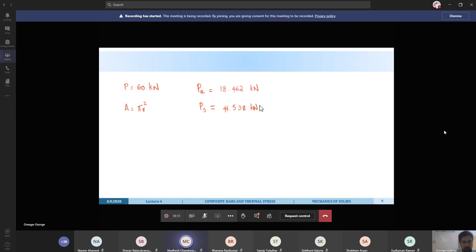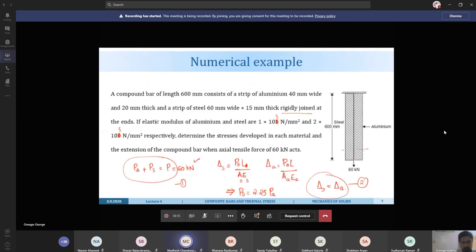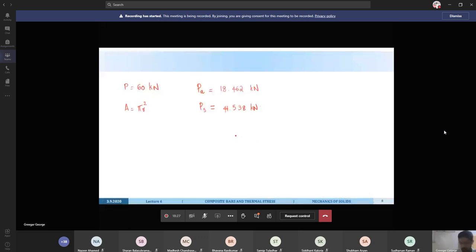And there is one more part of this question: determine the stresses developed in each material. So we just found what is PS and PA. So we need to find the stresses, sigma A and sigma S.